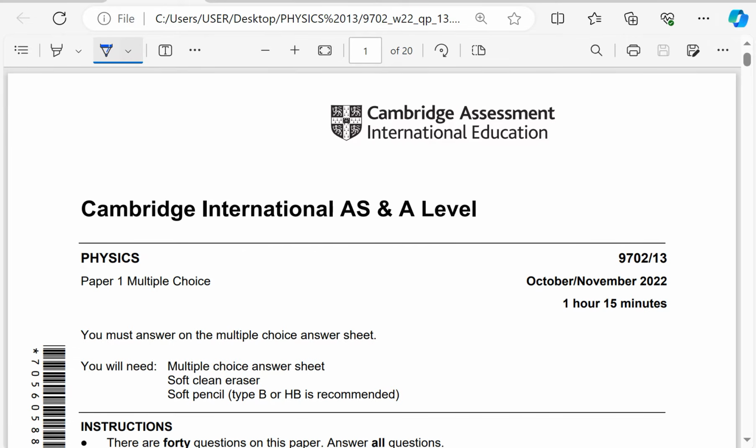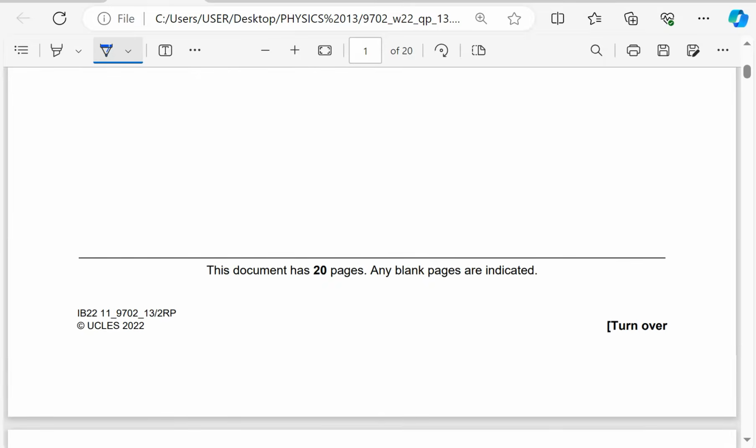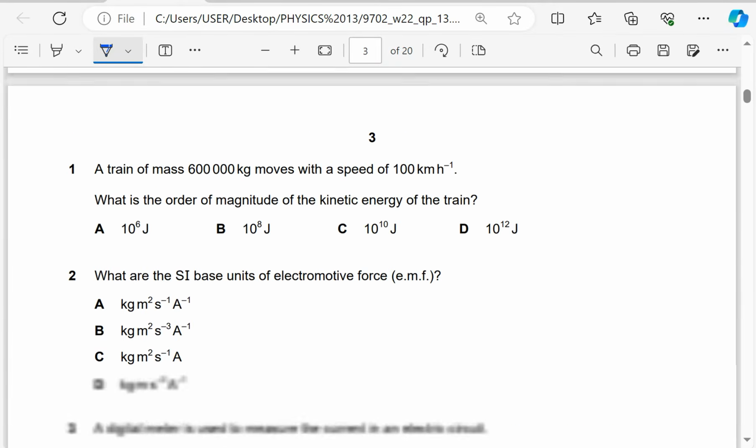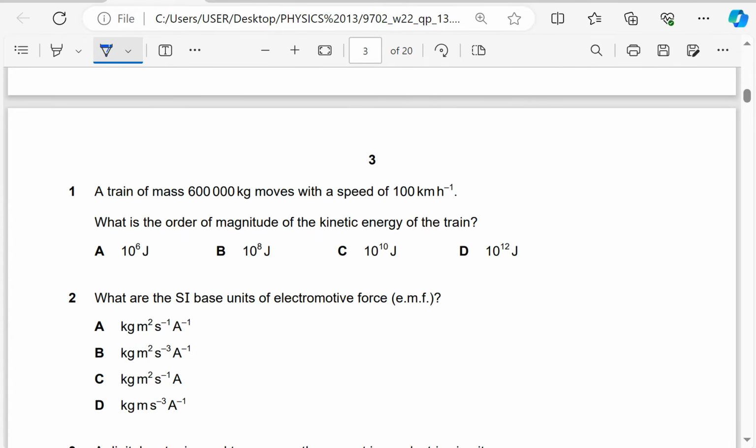So here we are on the question paper. The paper is supposed to be 1 hour and 15 minutes. I'll try my level best to keep time. So I will not read through the instructions. I will not go through the data, the formula. You can go through this. I'll just take you straight to the questions. Question number 1.